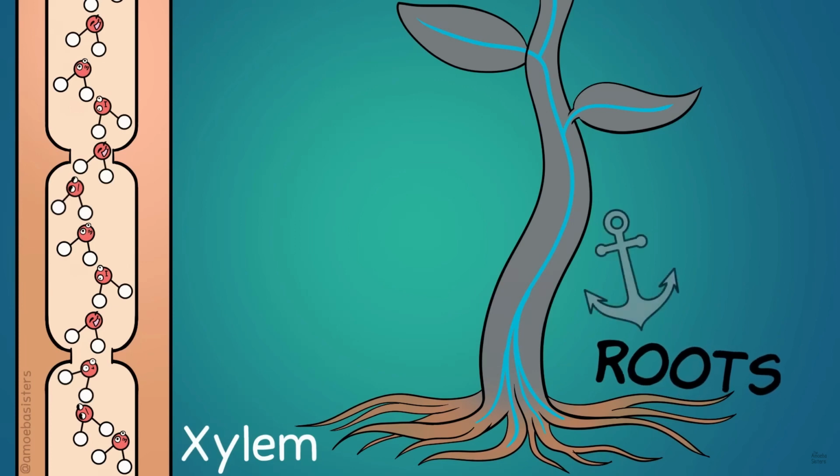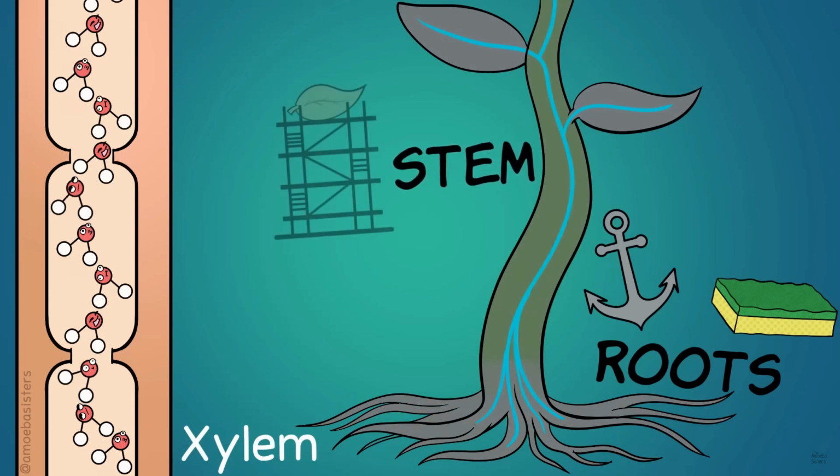Roots help anchor plants and also absorb the water found in the soil that they are in. The xylem continues up from the roots, through the stem, to the leaves. Structure-wise, the stem has a function of providing support to the leaves.